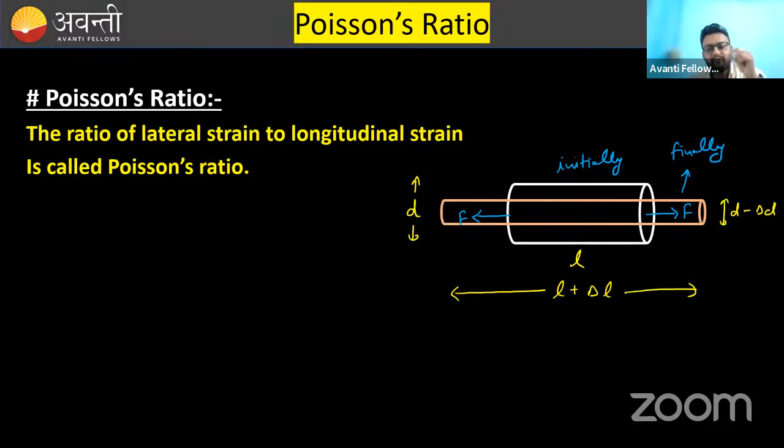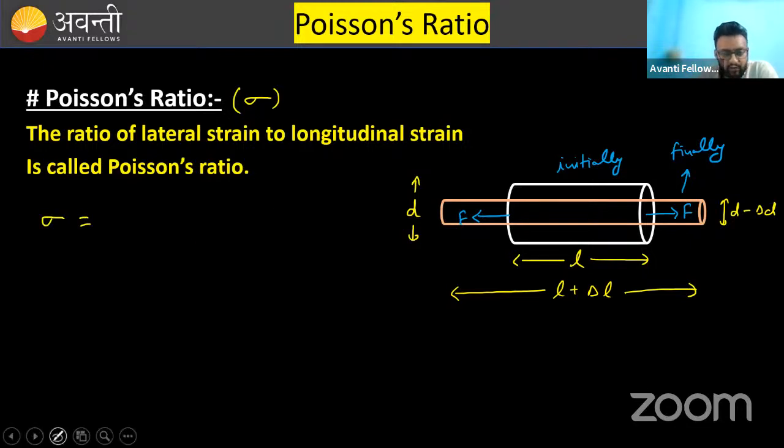Original length was L. After stretching, it becomes L plus delta L. While the length increases, its width decreases. So the change in the width is D minus delta D, or you can say delta D is the change in the width. So what is Poisson's ratio? It is denoted by sigma. So what is sigma? Sigma is, now you can study from the definition, ratio of lateral strain to the longitudinal strain.